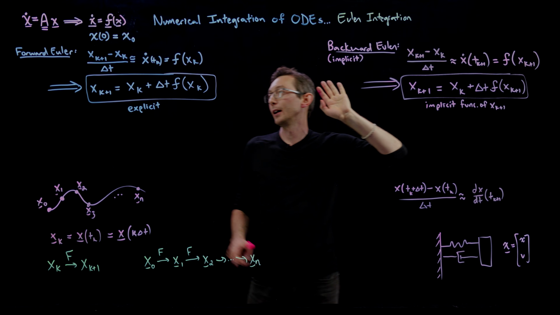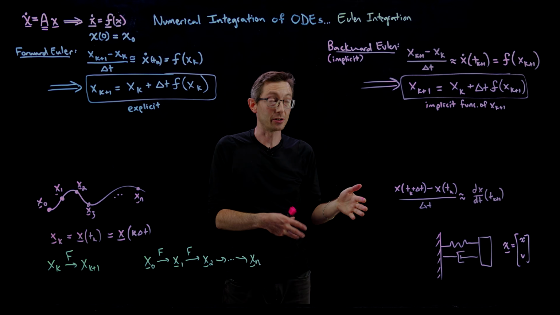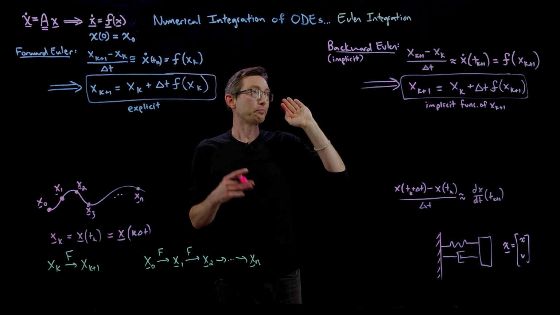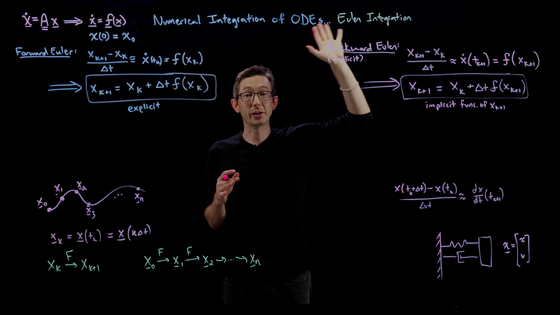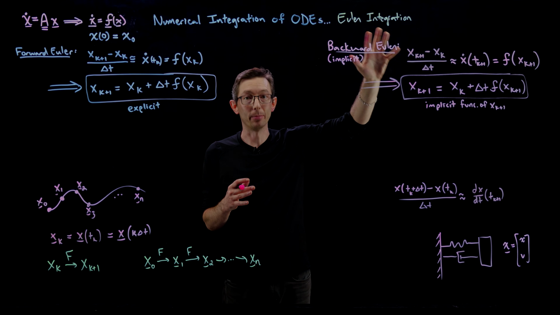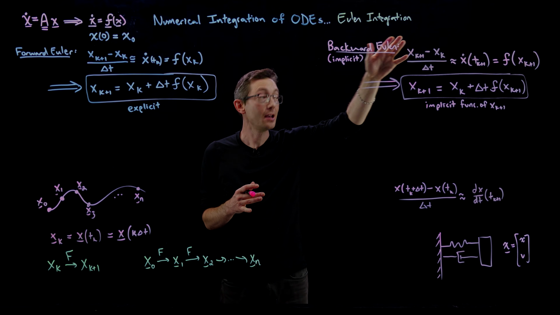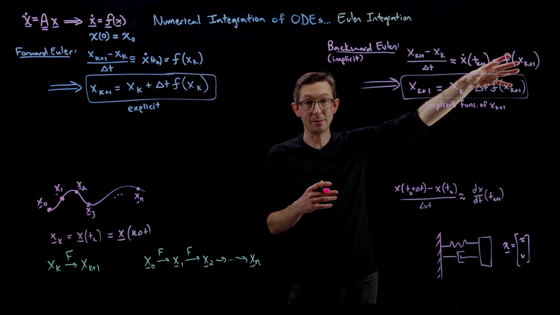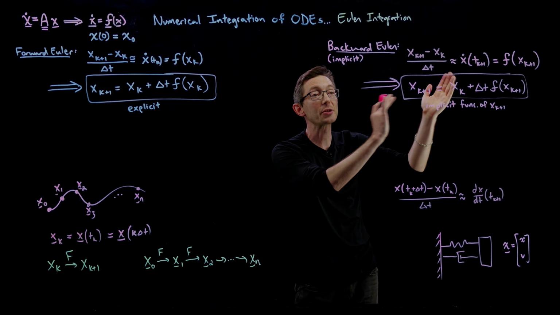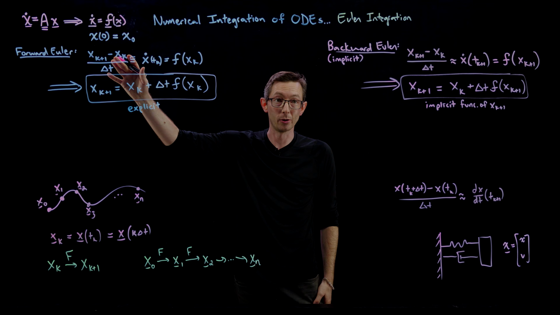And so what we're going to find in the next lecture is that backward Euler actually has way better stability properties. It gives much more faithful, stable predictions of the dynamics, specifically because of this implicit nature, but it's much, much, much harder to solve for than forward Euler.